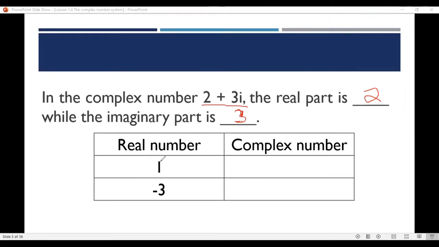So, ibig sabihin, what if kapag ang given natin ay real number 1 at saka real number negative 3? So, paano mo siya ilalagay sa complex number? Okay, real number 1, then ano ang kanyang complex number? 1. Oh yes, 1. Yun yung real number. Paano mo siya magagawing complex? Kasi kapag complex daw in the form of x+yi. So yung binigay lang natin ay real number lang yun. Hindi pa siya complex. Pag 1 ay real number pa lang. So paano siya magiging complex number?